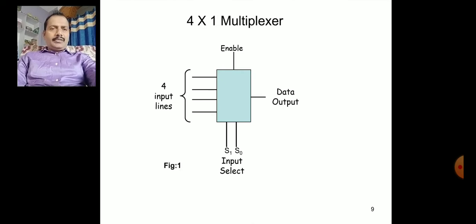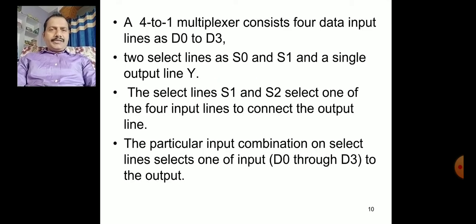Four input lines. Hence a 4 to 1 multiplexer consists of four data input lines. We can name D0, D1, D2, D3 inputs. Two select lines as S0 and S1 and a single output line Y. The select lines S1 and S0 select one of the four input lines to connect to the output line. The particular input combination on select lines selects one of the inputs to the output.